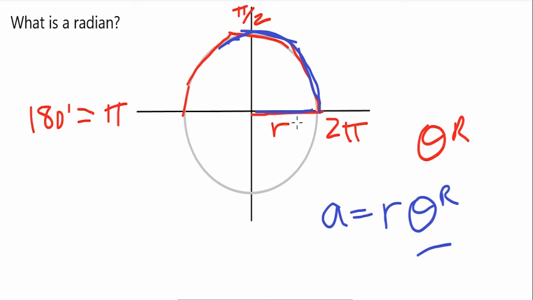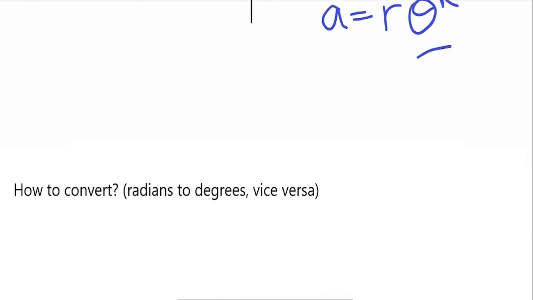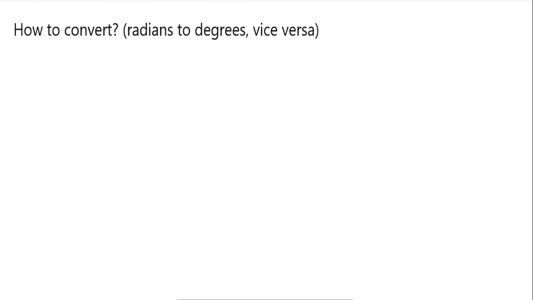Okay, so I hope that was straightforward. You guys can go back if you want and listen to my explanation. Now we're going to look at how to convert. So we essentially know that 180 degrees is equal to pi. So let's use this ratio to help us convert.